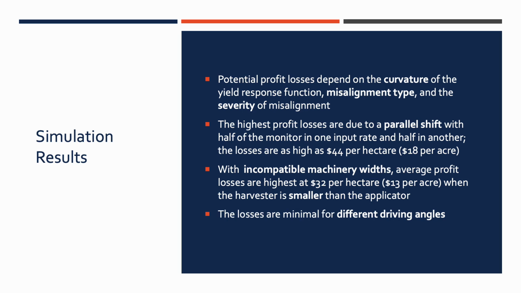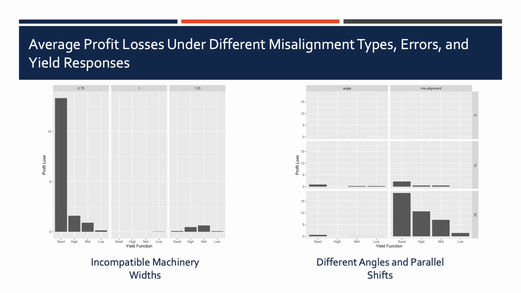The highest profit losses were due to parallel shifts, with the losses being as high as $44 per hectare. We found that incompatible machinery widths had a small impact when the harvester was larger than the applicator, but the profit losses could be as large as $32 per hectare when the harvester is smaller than the applicator, and the losses were minimal for different driving angles. These figures visually present the simulation results discussed in the previous slide.